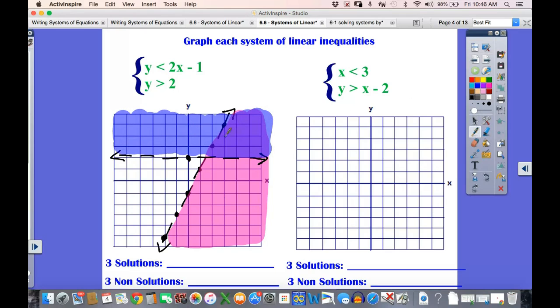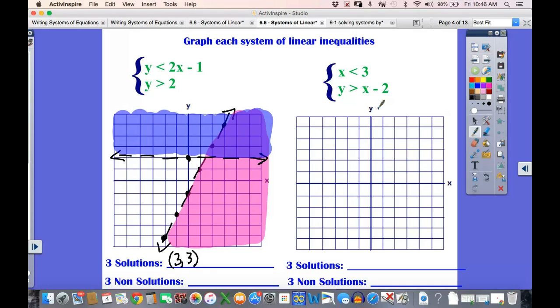So 3 solutions. A solution would be 1, 2, 3. So I'm going to say 3, 3. You all give me 2 more, and then give me 3 non-solutions. Yes, the work is getting less and less on my end.